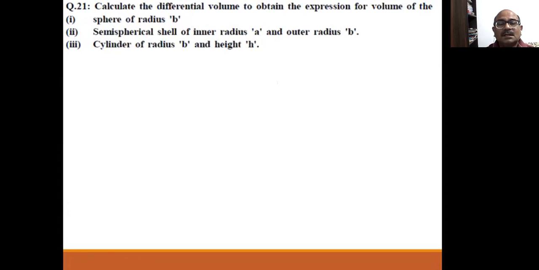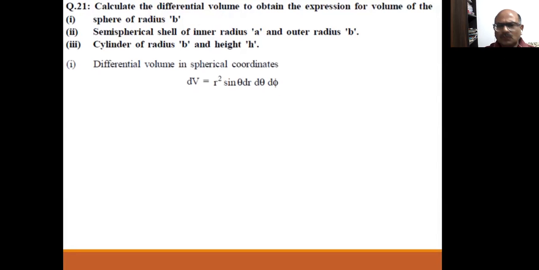We have to find the volume of that sphere. First of all, we have to see what the differential volume is in the case of a sphere. The second part says there is a semi-spherical shell where the inner radius is a and the outer radius is b. And in the third part, we have to find the volume of a cylinder of radius b with height h. So we need to start with this.